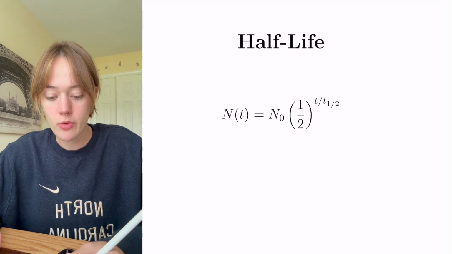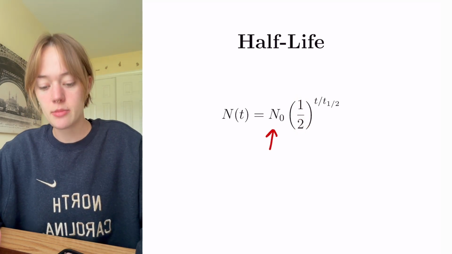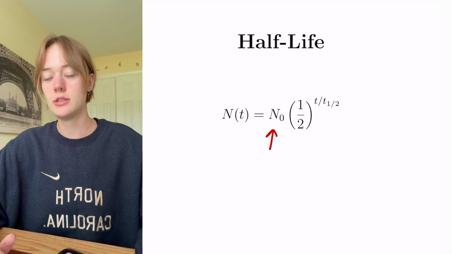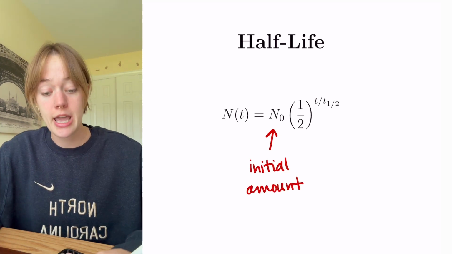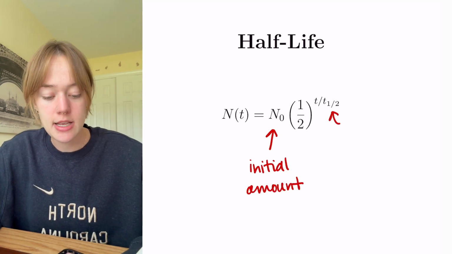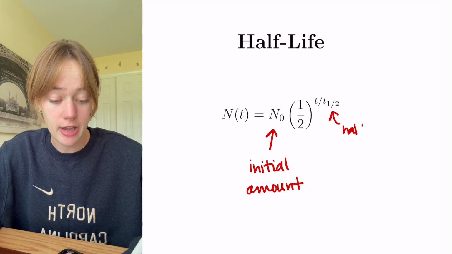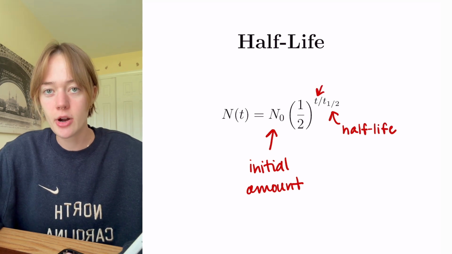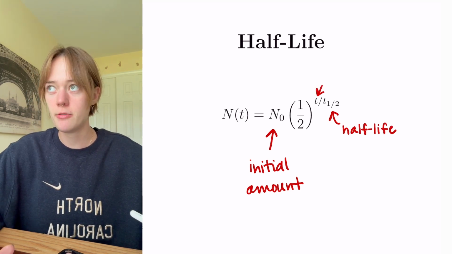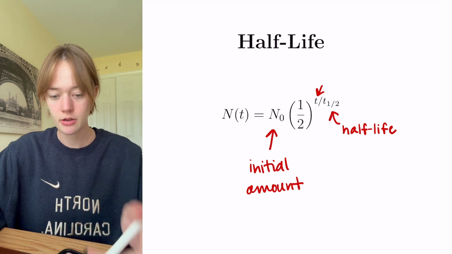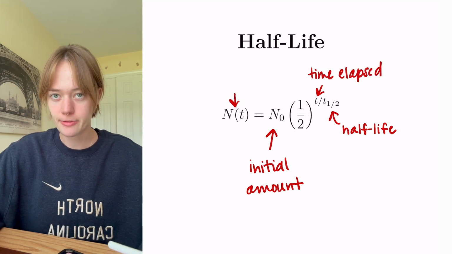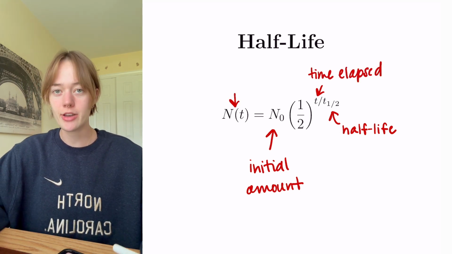So if we go through and define what each of these things mean, N naught is going to be our initial amount, right? So this is the initial amount of substance that we have. We're decaying at a rate of 1/2. Our T sub 1/2 is going to be our half-life of our substance. Our T is going to be our time elapsed. So this is going to be the independent variable, the input of our function. And then N of T is going to be the output of our function, so the amount of substance that we have at a certain time T.